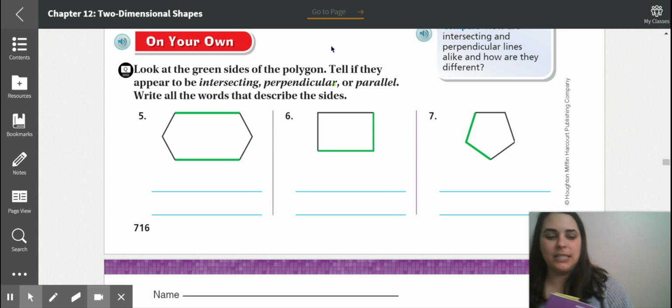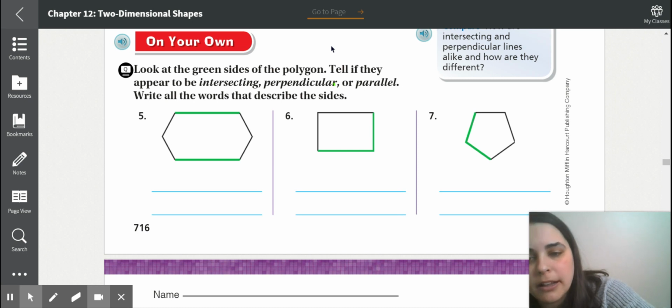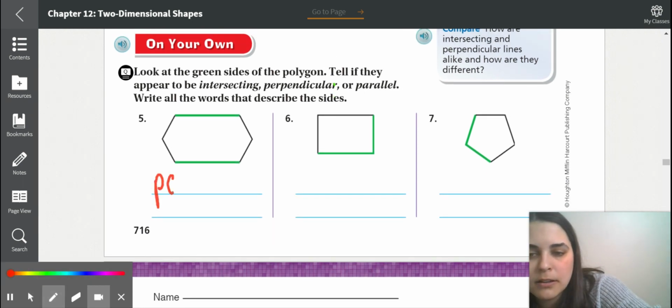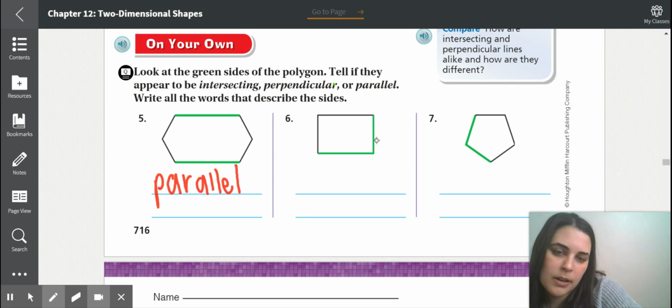All right. That's correct. Number 5, those green lines are parallel. So if you said parallel, you are correct. Number 6, here's where the lines meet and they make a right angle. They are perpendicular.